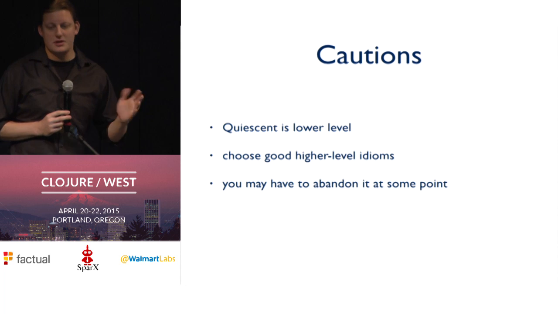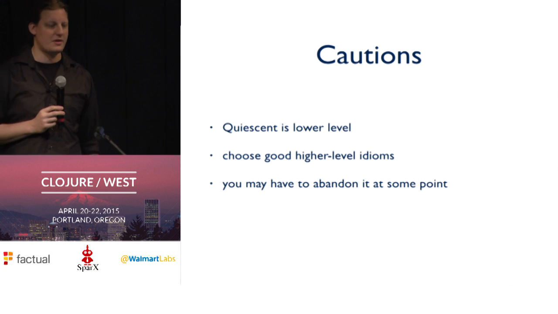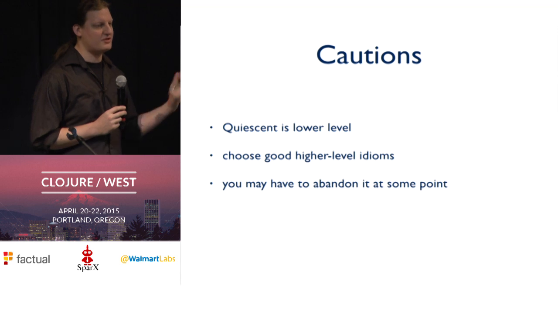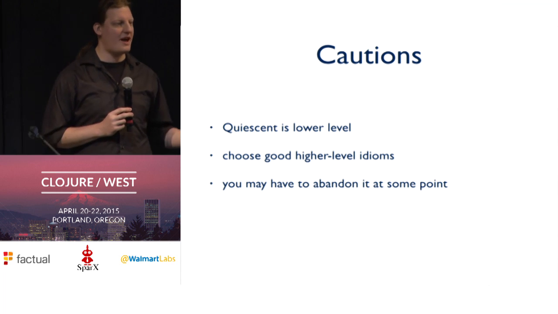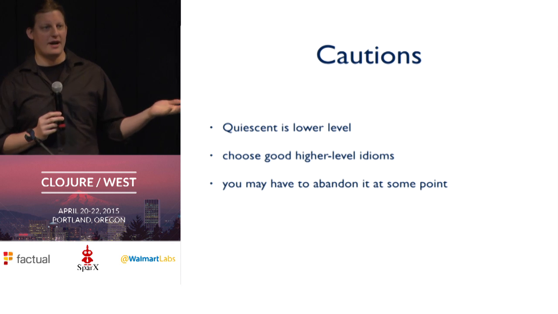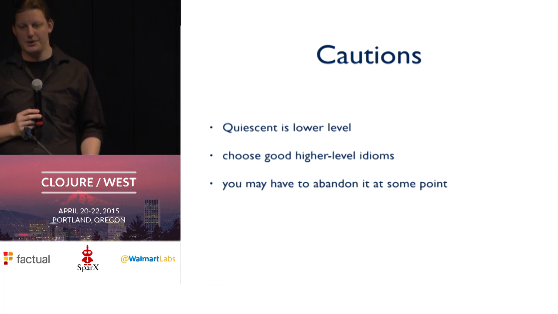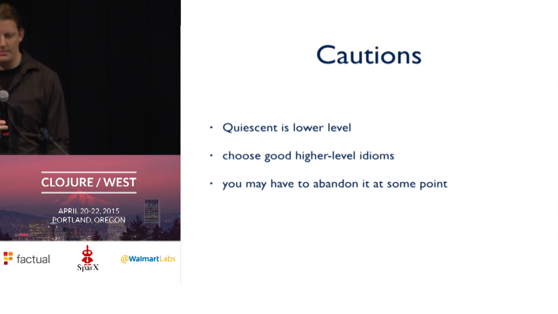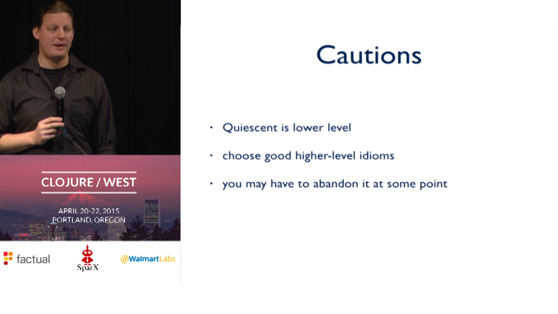So, what are some cautions about Quiescent? Well, it's a little bit lower level than the other libraries. It doesn't give you as much. You have to write your own render loop, for one thing. You have to come up with a way of managing state. So you've got to choose good higher level idioms. You've got to build on top of it a little bit more and know what you're doing a little bit more. And you may have to abandon it at some point.